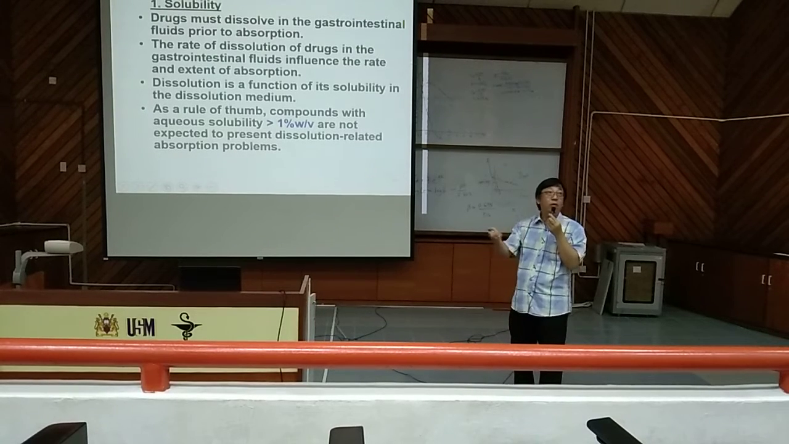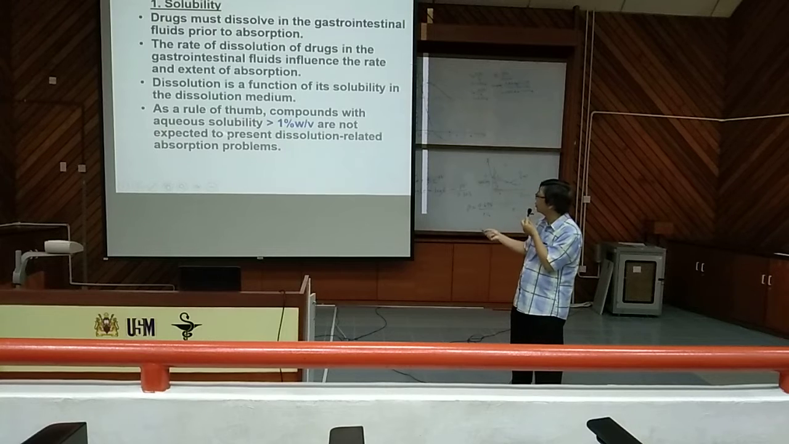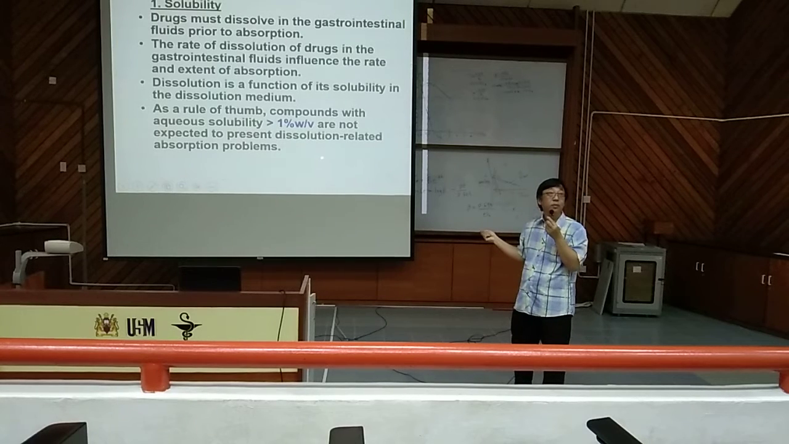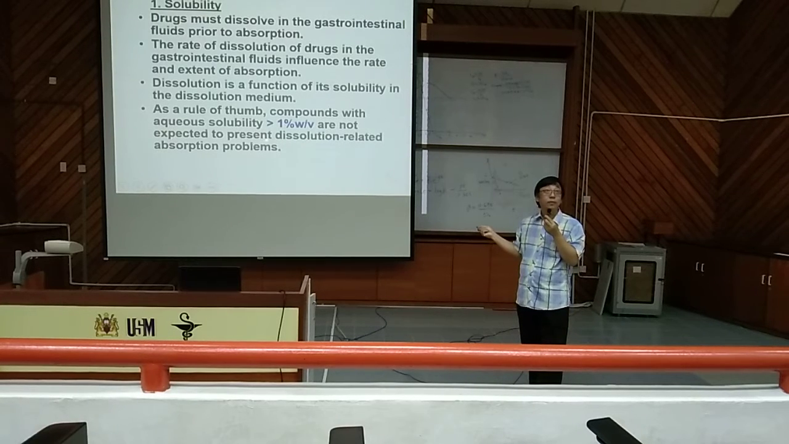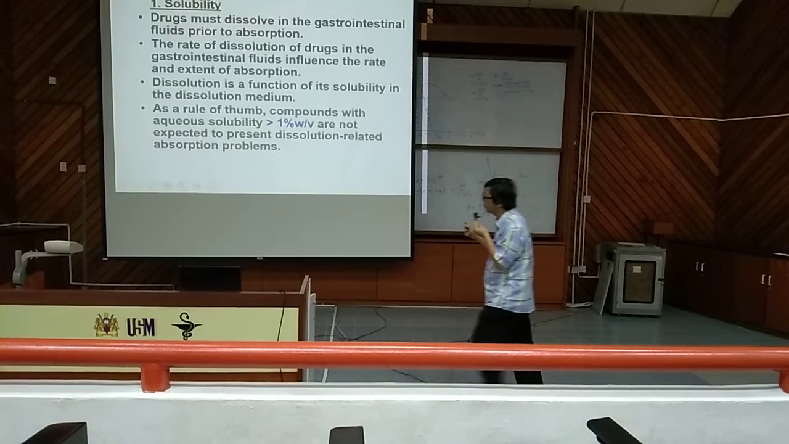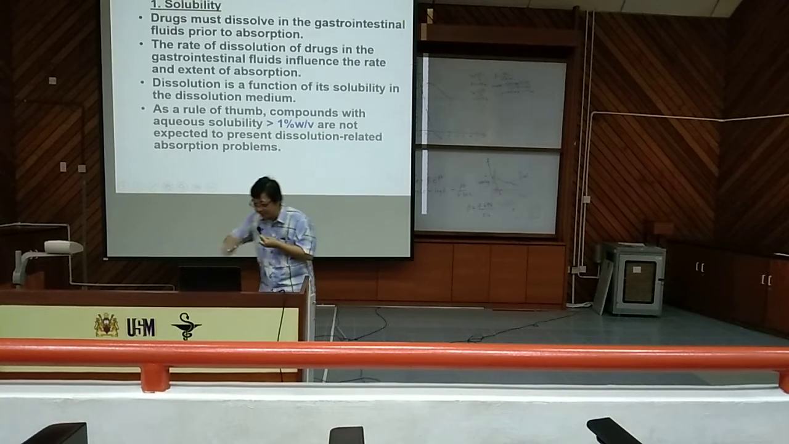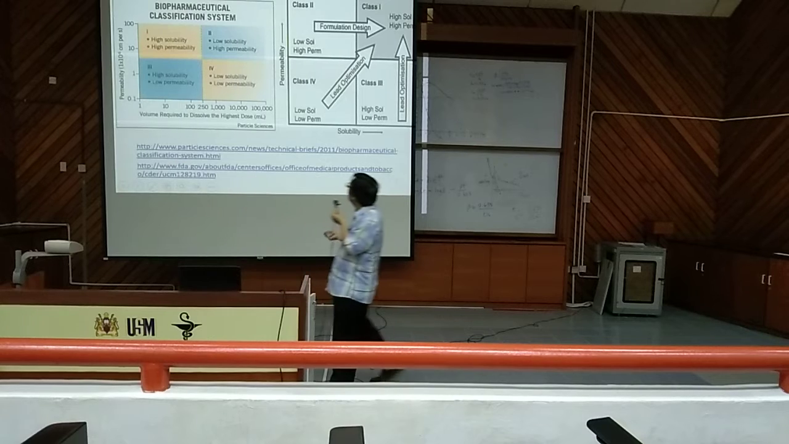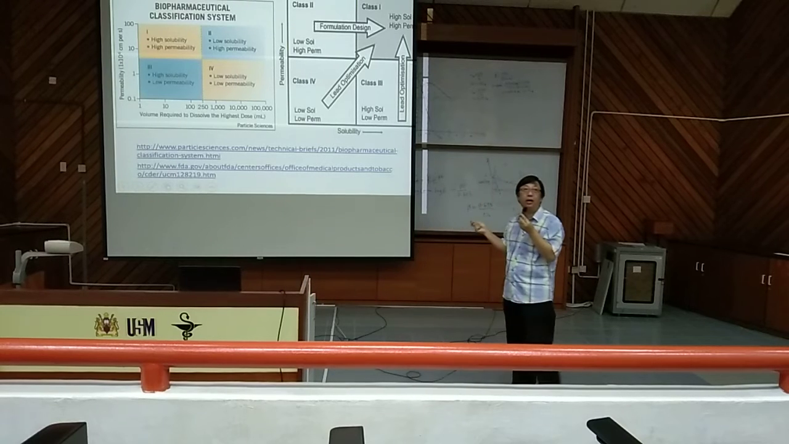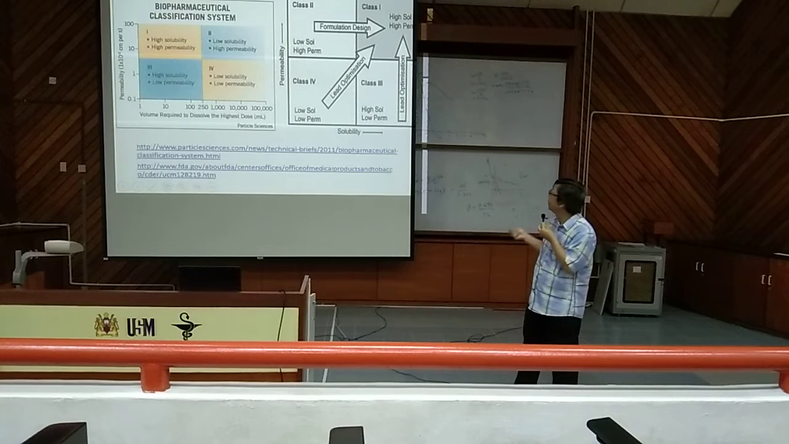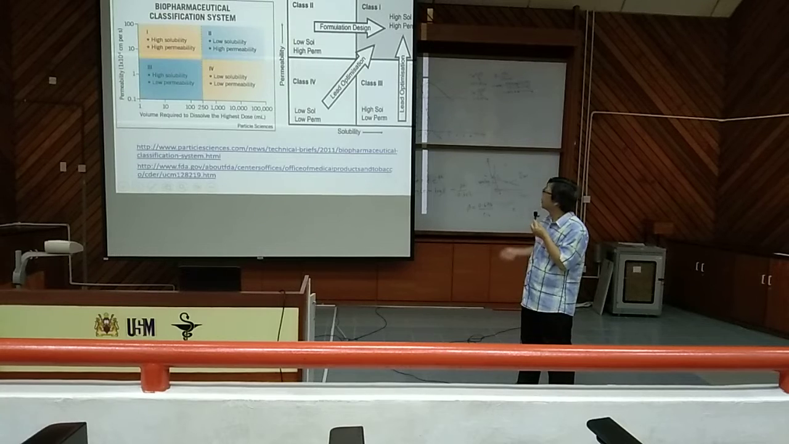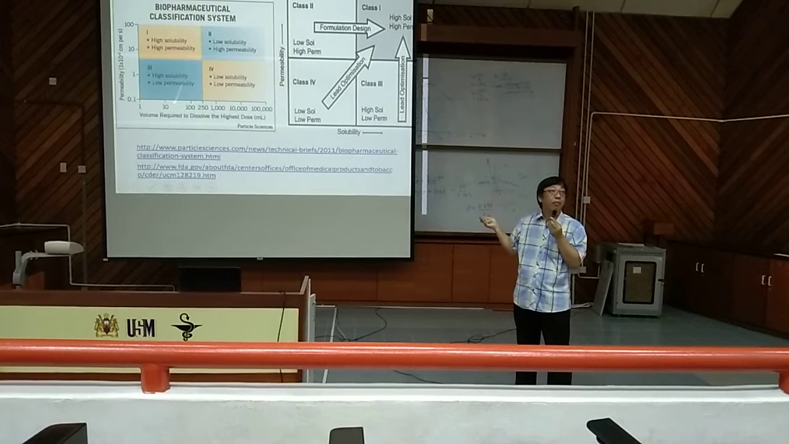So if you develop a new compound and you find that the solubility is more than 1% weight per volume, you know what 1% weight per volume is, right? What does it mean? 1 gram in 100 ml. You understand, right? Okay, look at this classification. This is the BCS classification. This guy took 10 or 15 years to develop this, and this is adopted by the FDA.